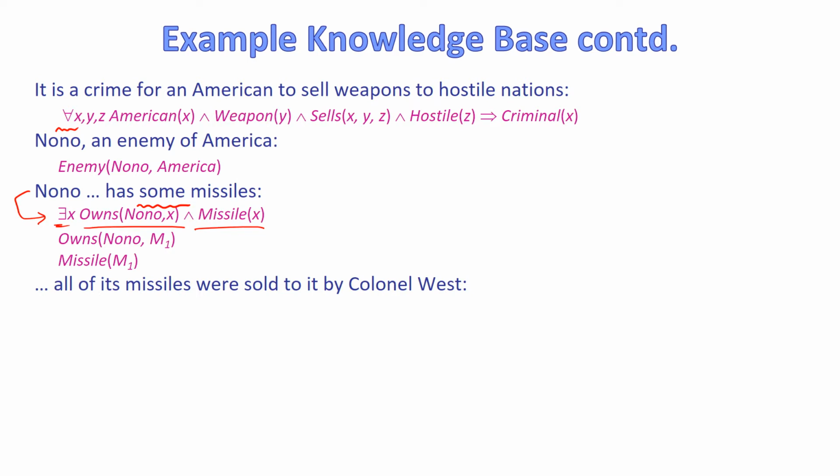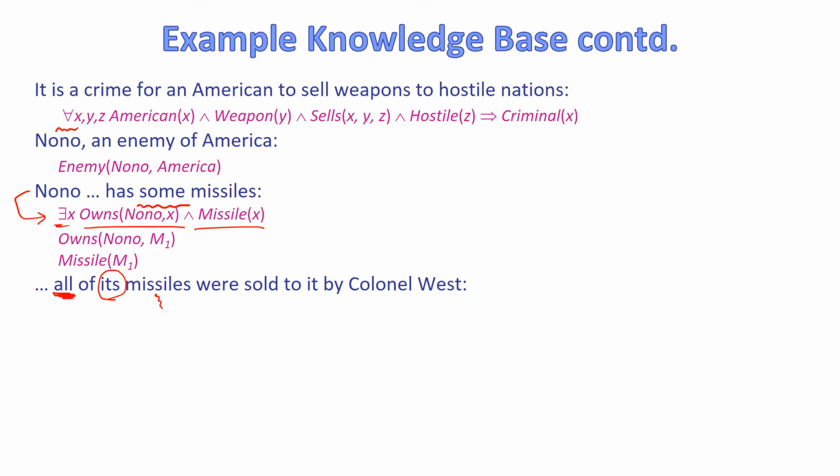The next sentence: all of its missiles were sold to it by Colonel West. So this is a bit complicated statement. First, we see "all," so we need to use universal quantification here. Now, its missiles. So that means if there is a missile, and "its" here refers to the country, right? It refers to Nono. So we have to say this missile is owned by Nono.